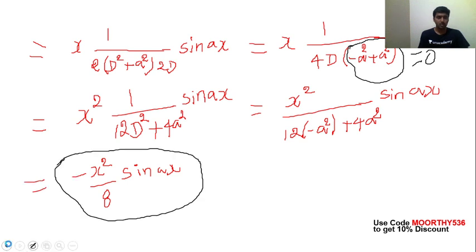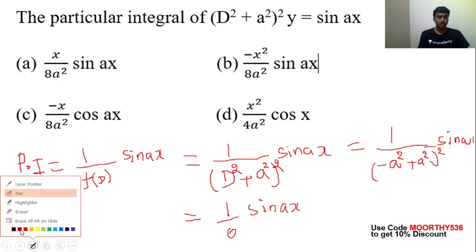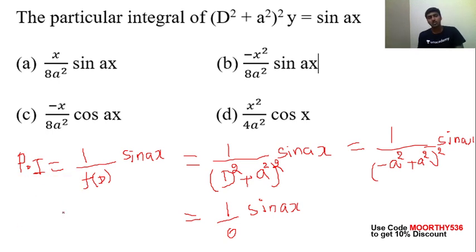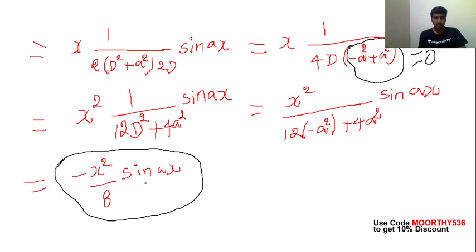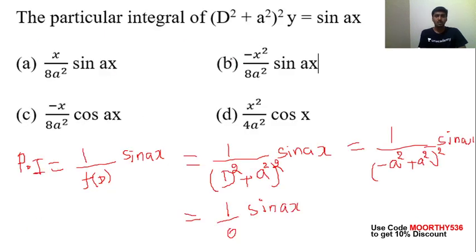Coming to the problem, minus x square divided by 8a square, since the denominator has a, so 8a square. This is the solution. So option B is the solution for the given problem, because it is minus x square divided by 8a square into sin ax. Next we are moving to the next case.